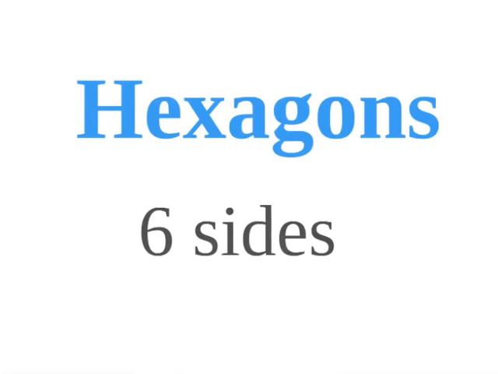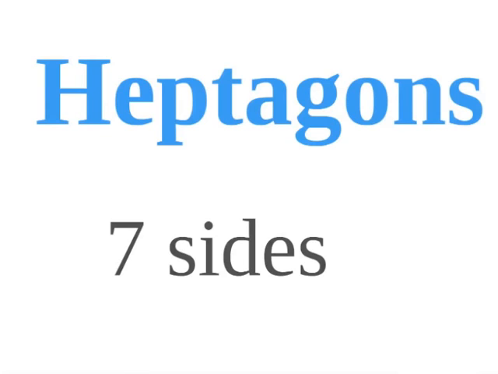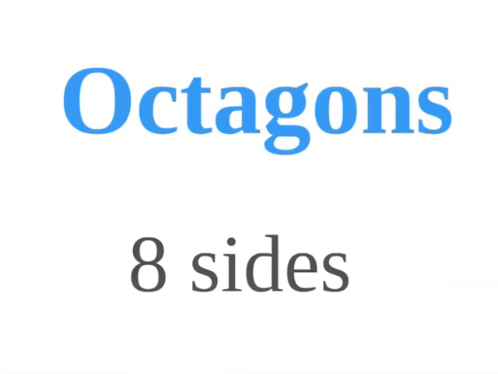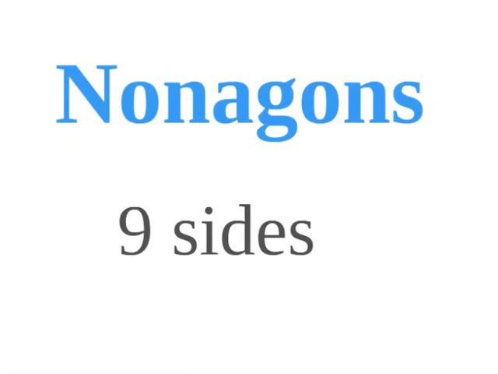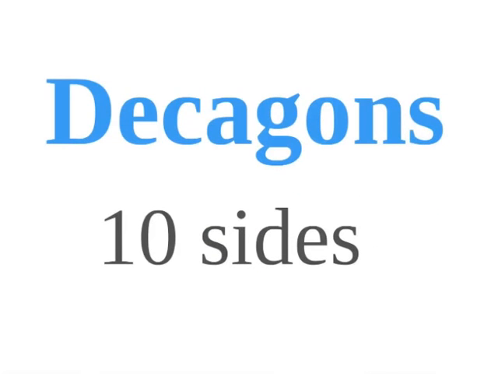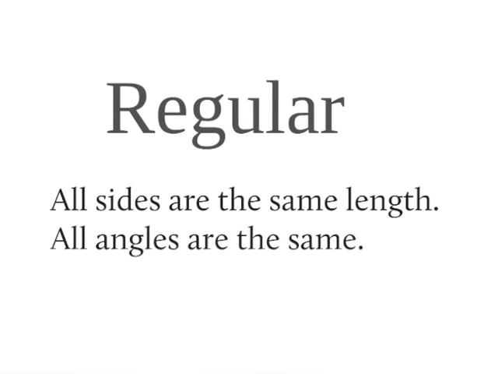A hexagon is a 6-sided polygon. A heptagon is a 7-sided polygon. The family of 8-sided polygons are called octagons. And nonagons are 9-sided polygons, and decagons are 10-sided polygons. Now, we can split each family down into 2 groups.